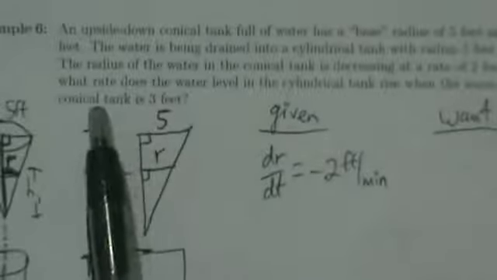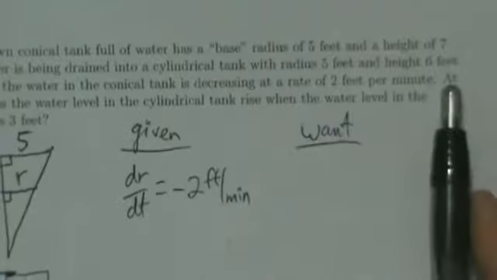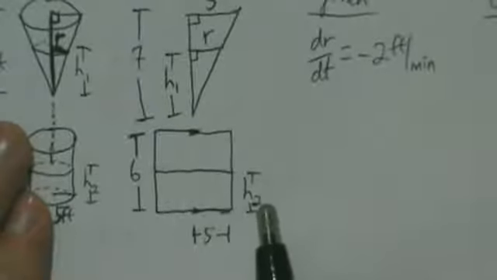But what do we want? What we want to know is at what rate does the water level in the cylindrical tank rise when the water level in the conical tank is 3 feet. So we want the rate of change of the water level in the cylindrical tank. The water level in the cylindrical tank is H2, and we want to know at what rate it is rising. So what's the rate of change of H2? In other words, we want dH2/dt. And when do we want it? We want it when the water level in the conical tank is 3 feet.